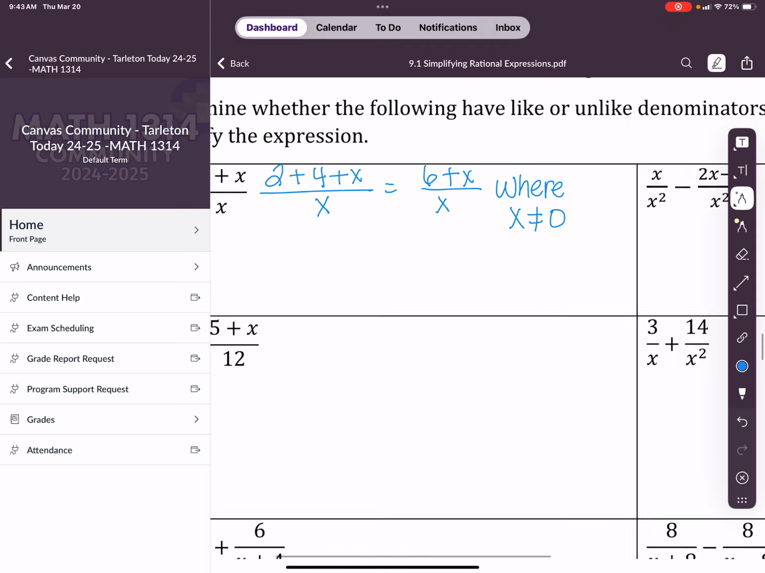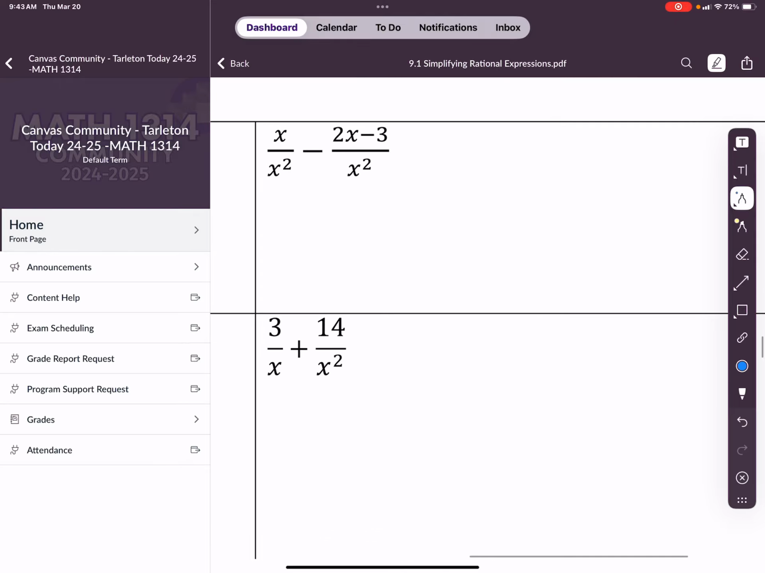So moving on to the next example, again, they have like terms because they both have an x squared in the bottom. So we would just have x minus, now this negative goes to both of these, so it would be x minus 2x, and then x minus a negative is plus 3. And then it's all going to be over x squared.